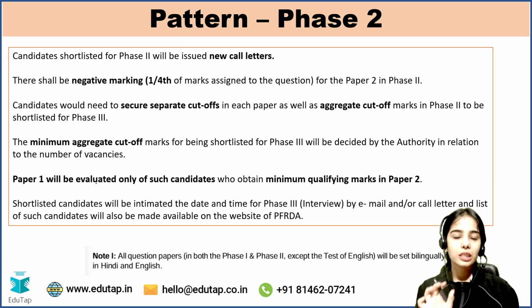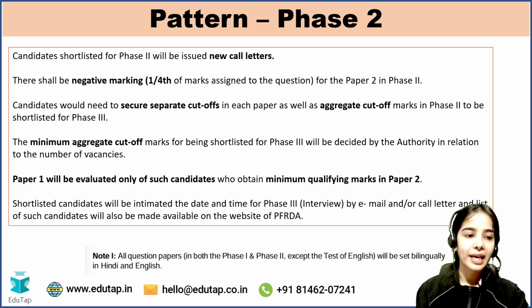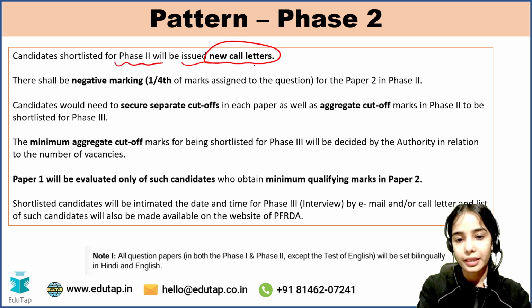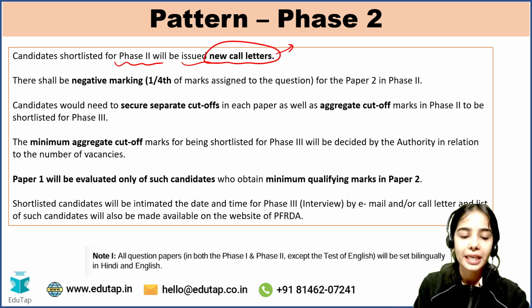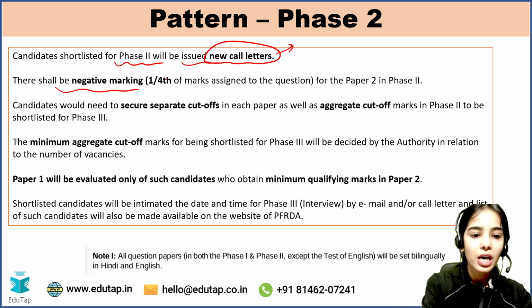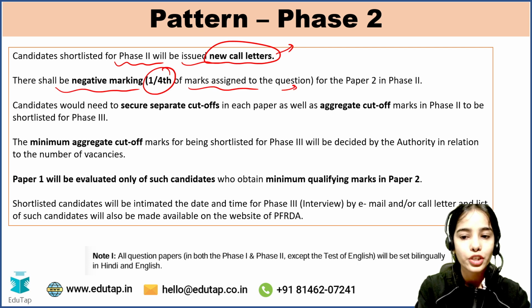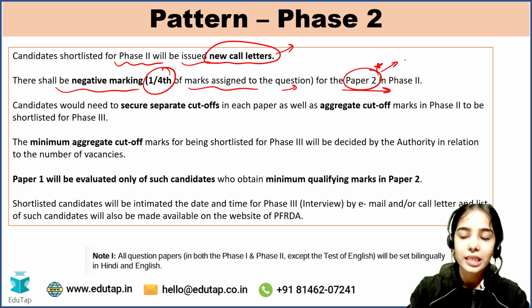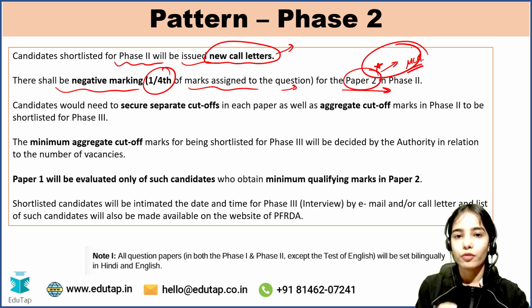Now next are the important key ideas that you need to keep in mind. Candidates shortlisted for phase 2 will be issued new call letters. That means you will be getting new admit cards for phase 2. There shall be negative marking of 1/4 of marks assigned to the question for phase 2 paper 2. So in paper 2, as it is MCQ based, the negative marking for each question will be 1/4 of the marks.